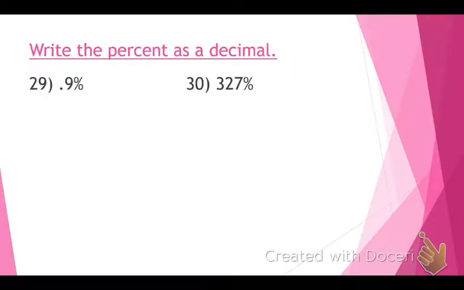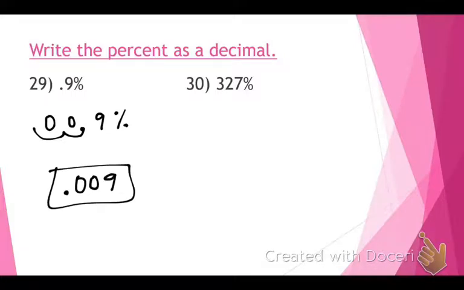This one, please, Kayla, write the percent as a decimal. What do I have to do with that decimal point? Which way does it move? To the right or the left? To the left. How many places? 2. 1, 2. You put zeros in there, so what's my answer? 0.009.